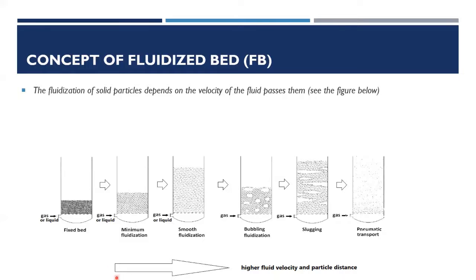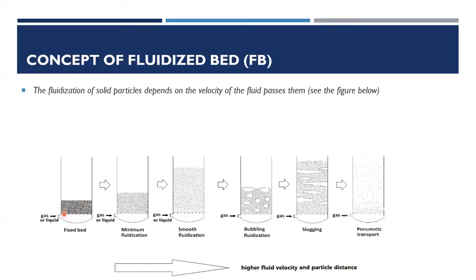As you can see here, from the left to the right, the fixed bed has the lowest fluid velocity and the lowest particle distance. However, the figure on the far right has the highest fluid velocity and the highest particle distance. At first, when the flow of the gas or liquid is very slow, it will not change the position of the packing material. So that's why we can say it's a fixed bed.